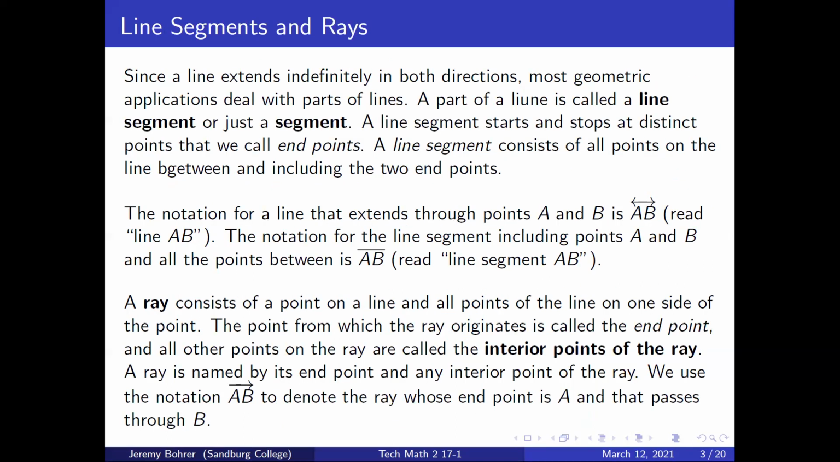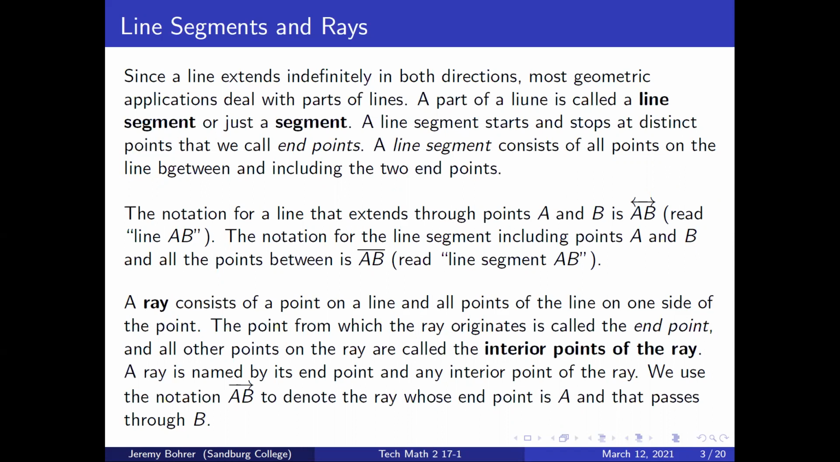Since a line extends indefinitely in both directions, most geometric applications deal with parts of lines. A part of a line is called a line segment or just a segment. A line segment starts and stops at distinct points that we call endpoints. A line segment consists of all points on the line between and including the 2 endpoints.